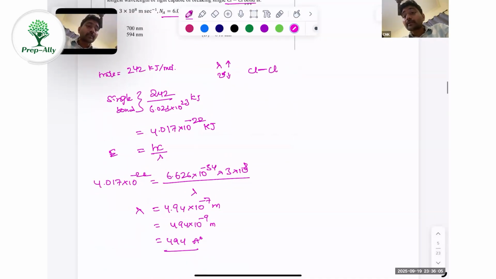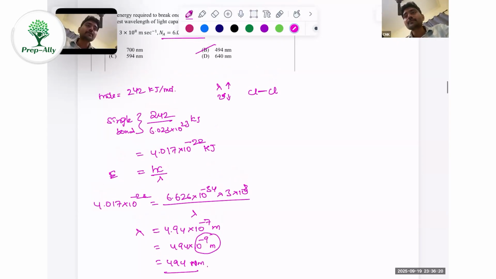Sorry, 10 to the power of minus 9 meters means nanometer, and 10 to the power of minus 10 meters means angstrom. So this is nanometer, you can write nm. The answer is 494 nanometers.